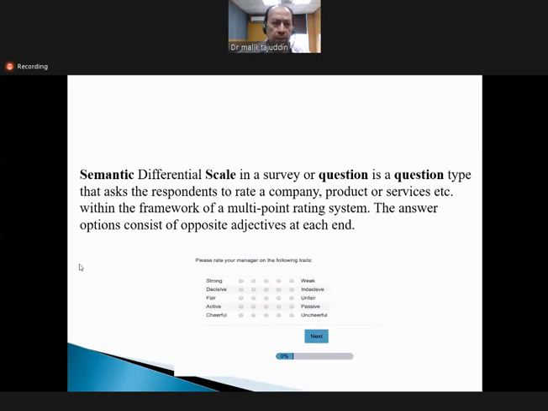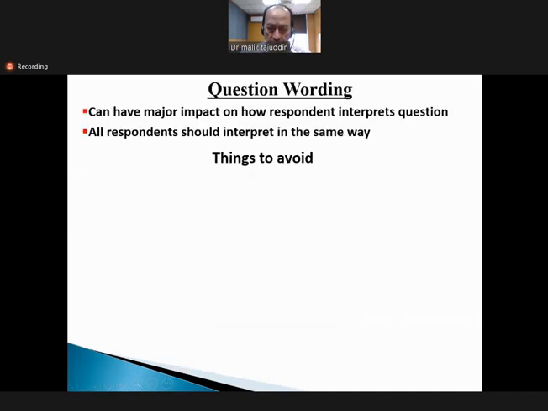Then in the semantic scale, questions are asked to rate a company, product or service, etc., within the framework of a multi-point rating. Now you see, please rate your manager on the following traits, whether he is strong or weak. If you are here, it is weak. If you are here, it is slightly weak. If you are here, neither strong nor weak. Similarly, whether he is fair or unfair. So this type of scales or responses are called the semantic scale.